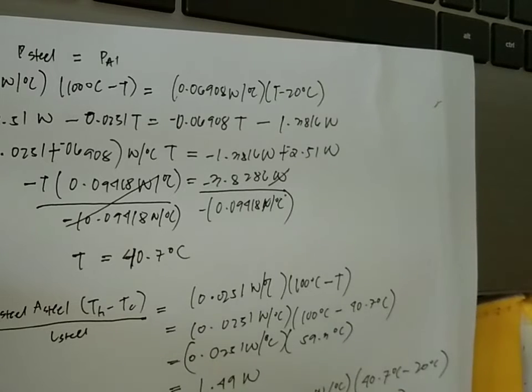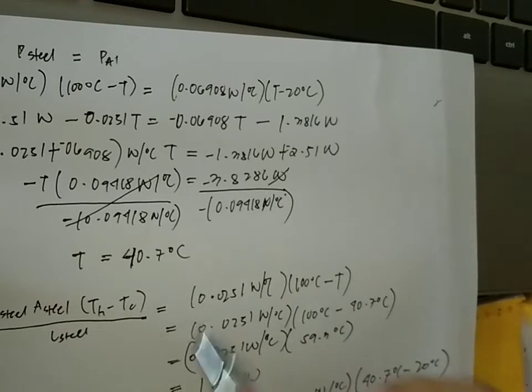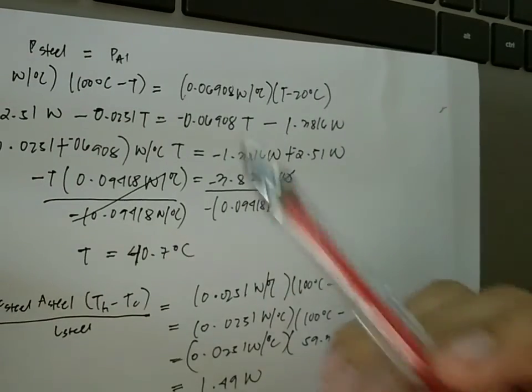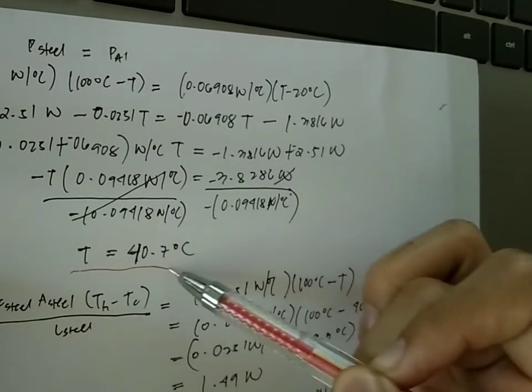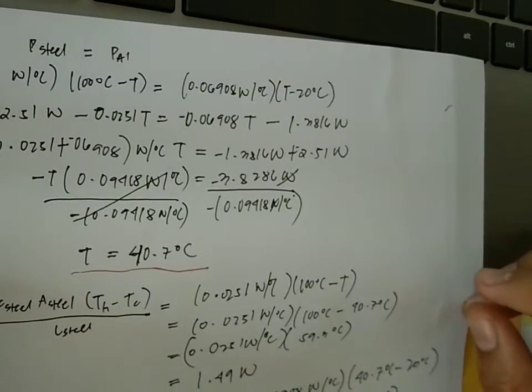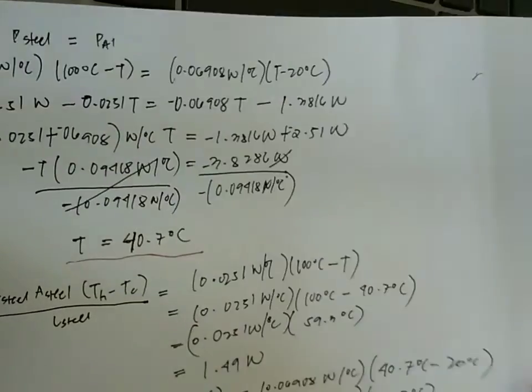So ang joint, the temperature at the joint. So ang pangutana is what is the temperature at the joint? So therefore, the temperature at joint together with the steel and aluminum is equivalent to T equals 40.7 degrees Celsius.